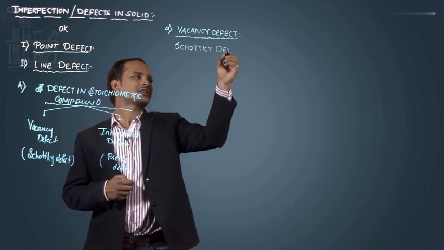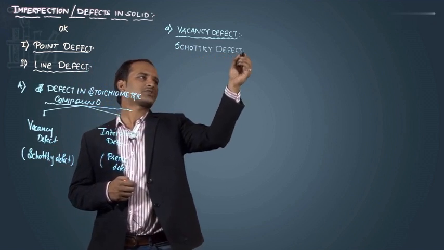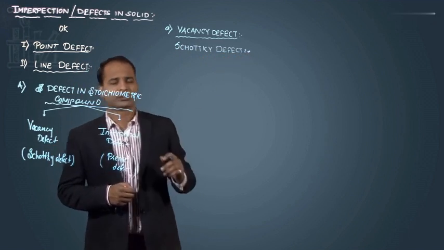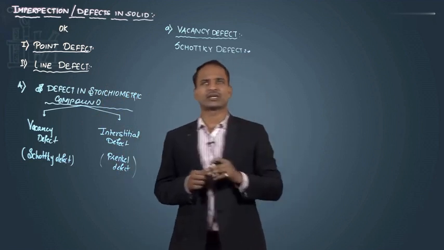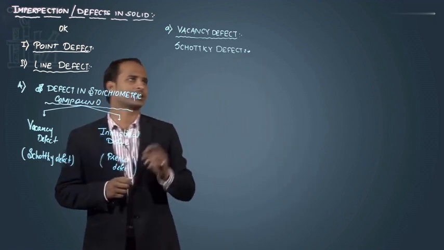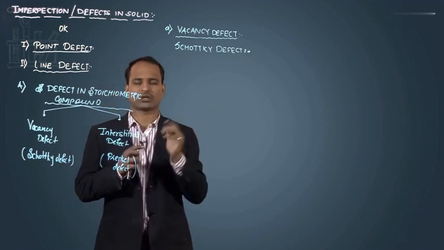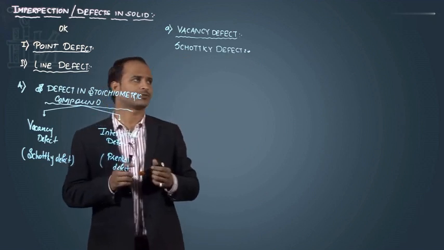So vacancy defect and Schottky defect are nothing but the same, but the word Schottky defect is used only when the solid is an ionic solid. In other cases, only the name vacancy defect is used. So let's talk about this Schottky defect now. What happens here?